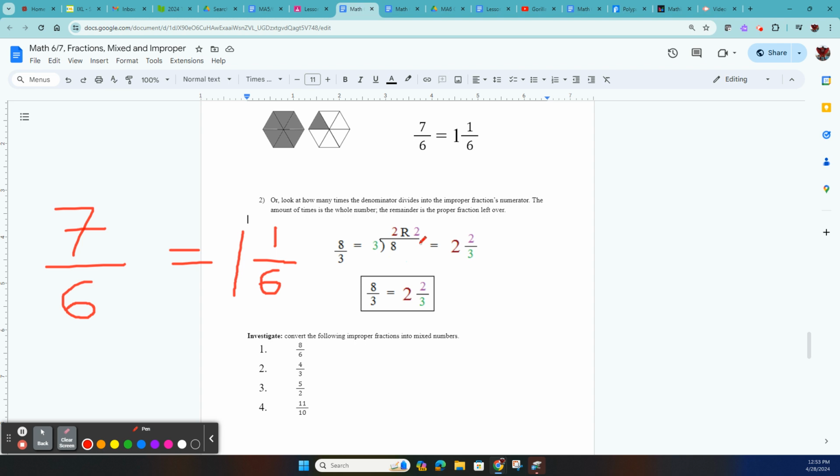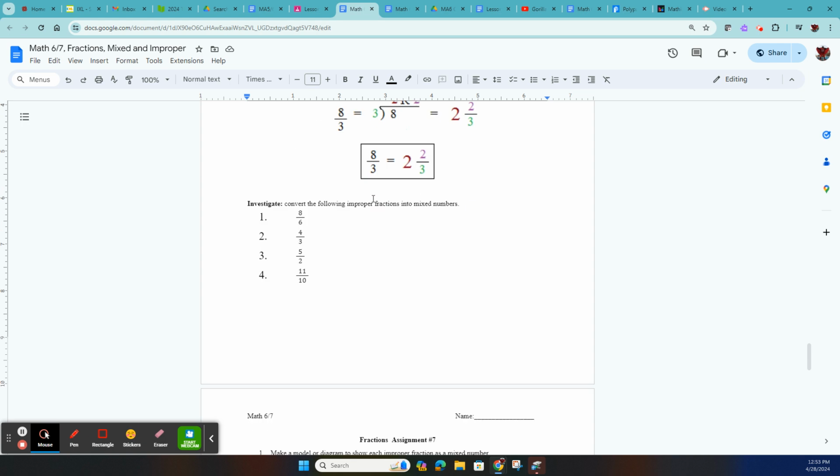Okay. The example they give us here is 8/3. Okay, so 8/3. How many times does 3 divide into 8? Well, 2 whole times with a remainder of 2. So 2 whole times with a remainder of 2. 2 and 2/3. And that's how you're going to be doing all of these down here. You're going to be converting these improper fractions into mixed numbers. So I'd like you to pause it here and try and make these conversions. Once you're done, you can watch how I did it and see if you did it properly.